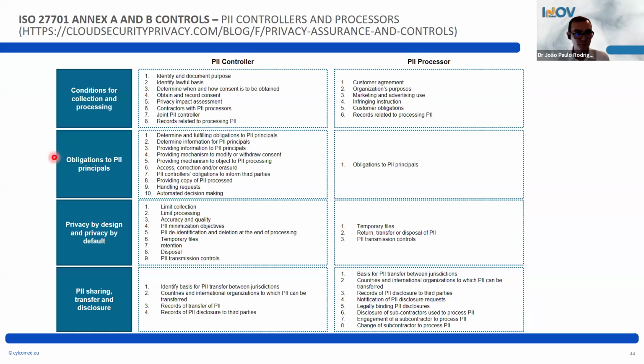Obligations: we have, for example, determining information for PII principals and providing information to the principals, and so on and so forth. PII processors must follow obligations to the PII principals. For privacy by design and privacy by default, we have limiting collection, limiting processing, and accuracy and quality of the data. So these all reflect the principles that we saw. This last category has to do with sharing, transfer and disclosure: what is permitted, what is not permitted, what mechanisms should be in place, encryption, and so on and so forth.